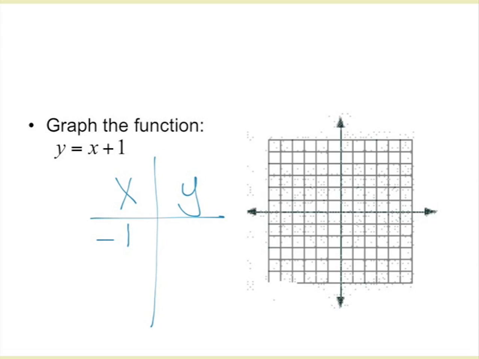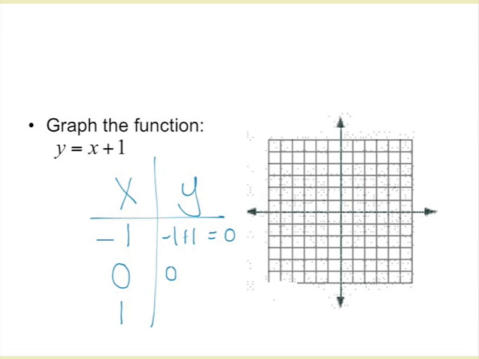I'm going to choose 3 x values. You can choose anything you want. I like to choose -1, 0, and 1 because they're nice and small, and that gives me kind of what's happening for different types of numbers. Then you plug them in. So if I plug in a -1 to the equation for x, I get -1 plus 1, which is 0.